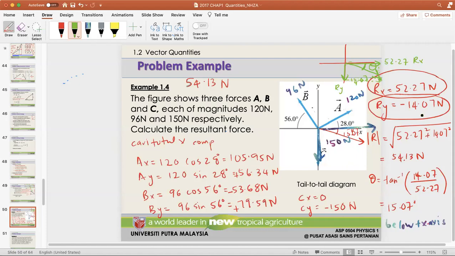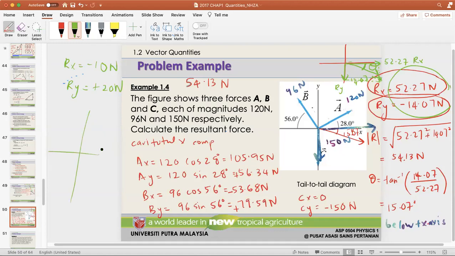So the question, why is it in the fourth quadrant? Because it's positive Rx and negative Ry. It depends on these values. Let's take a look at another example. If my Rx is negative 10 Newton and my Ry is 20 Newton, which quadrant should my resultant be in?